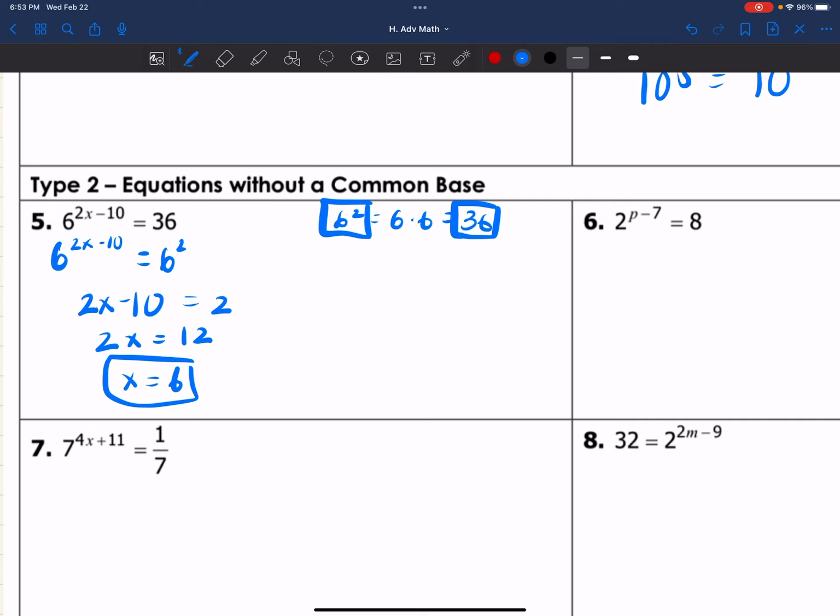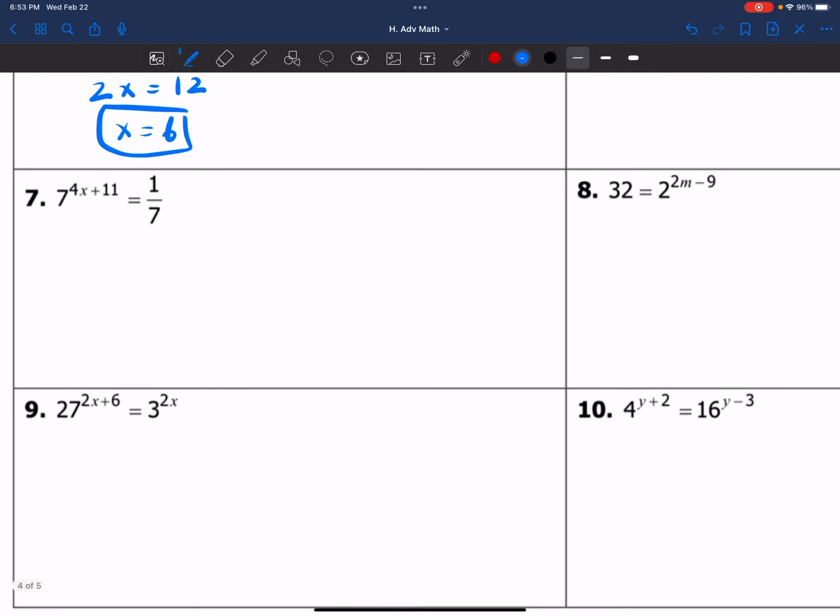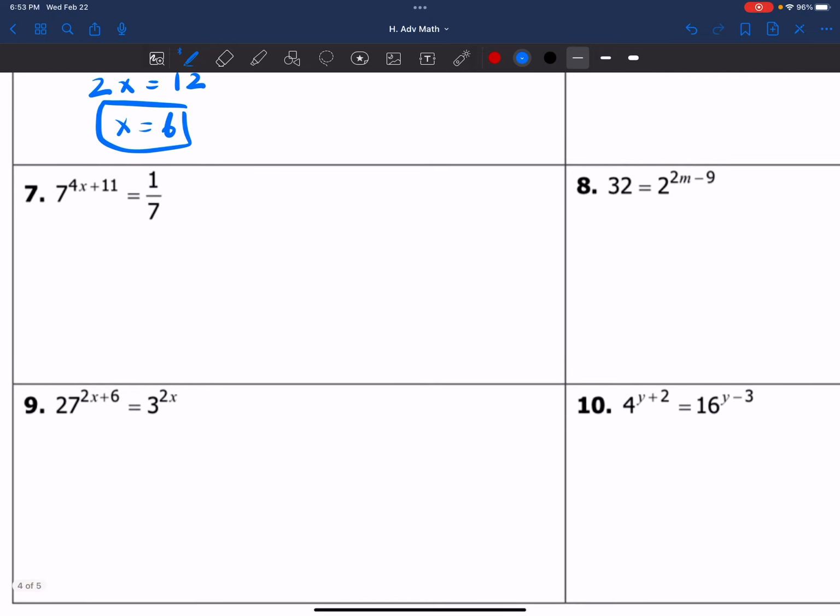All right, let me do another one. Let me see here. I'll do number 7 because I feel like because everyone sees the fraction in number 7, they get a little bit confused. Obviously, both of these sides do not have a same base. This has a base of 7. This has a base of 1 over 7.